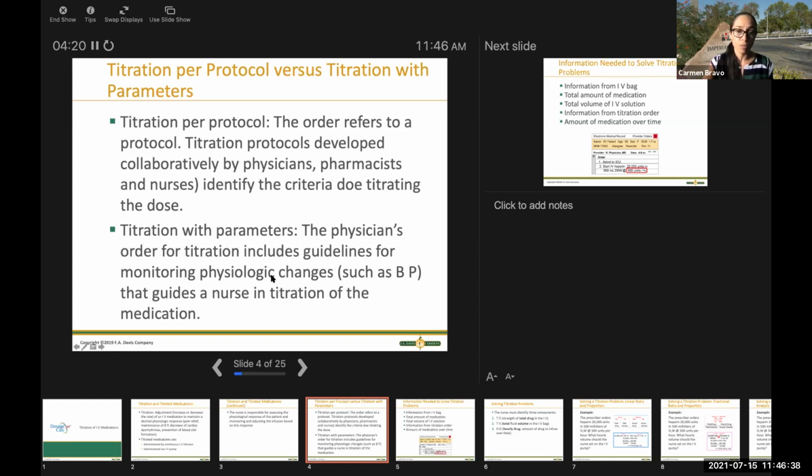The other type of protocol is based on parameters, or on the patient's physiologic changes. That means based on the patient's progress and improvement, we follow those guidelines. These parameters could include blood pressure or blood values, or how the patient is feeling, the patient's level of pain, and that's how we titrate those orders as well.